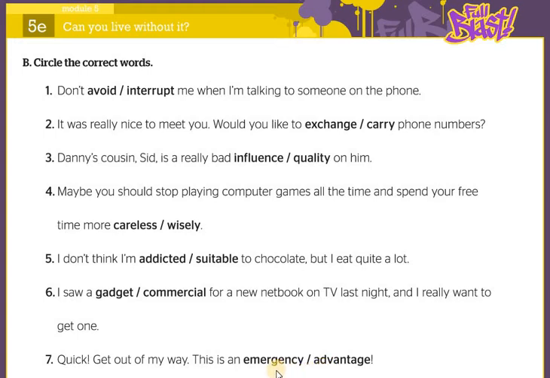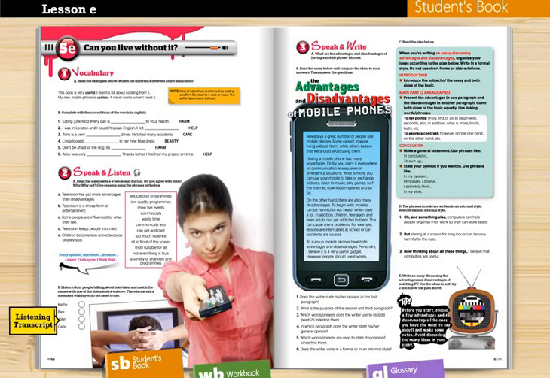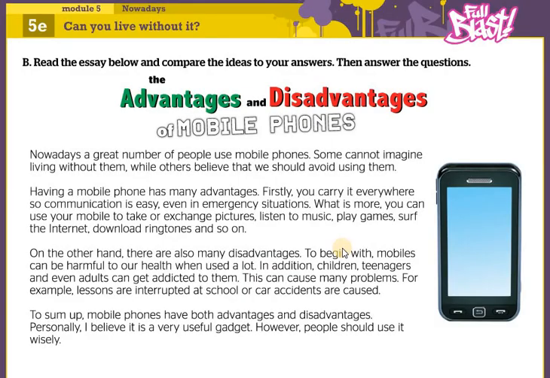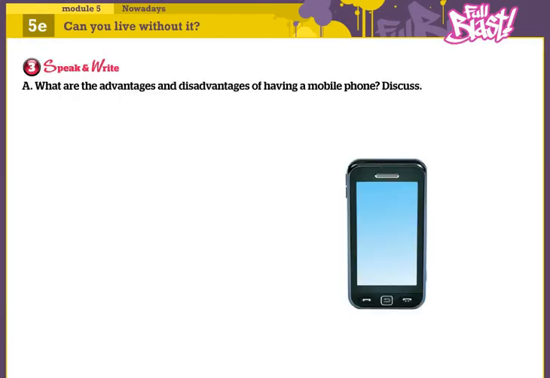And advantage, right? So try to circle the correct words and let's move to something else. When you finish, please go back again to your student's book. Take this activity: read the essay below and compare the ideas to your answers, then answer the questions, right? So basically we have got some kind of activity that we should do in a group.